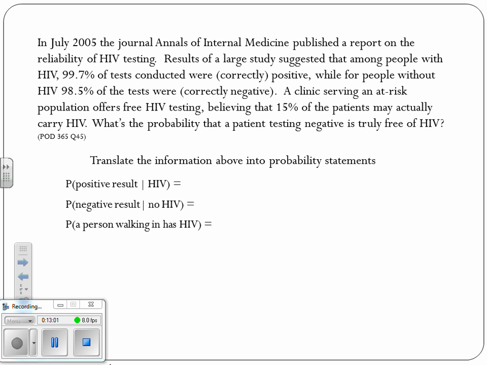So let's say that we look at one more quick example. A 2005 internal medicine study suggests that if folks had HIV, 99.7% of the tests were correctly positive, while for people without HIV, 98.5% were negative. A clinic in an area says that 15% of the patients in that area probably do carry HIV. So what's the probability of a patient testing negative, if it tests negative, that they're truly free of HIV?